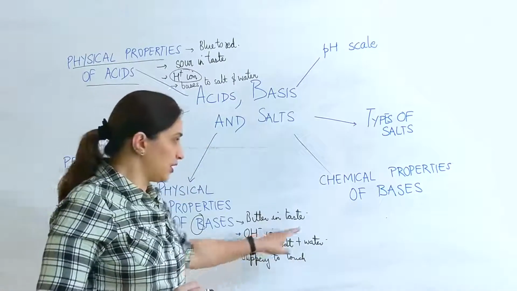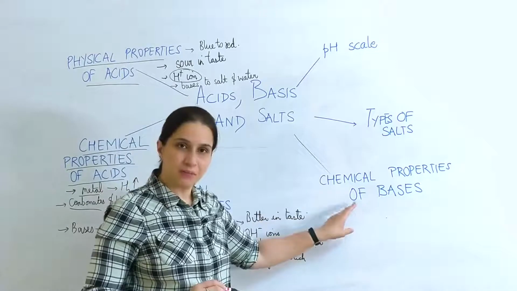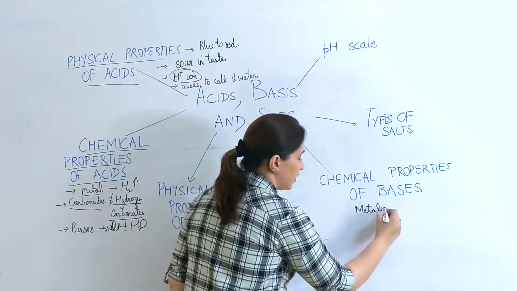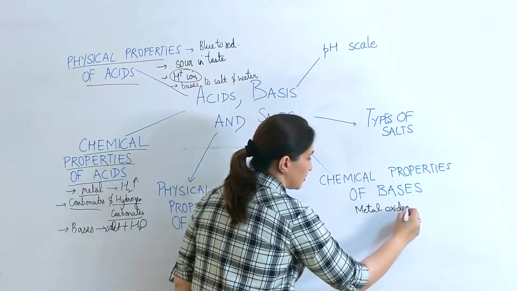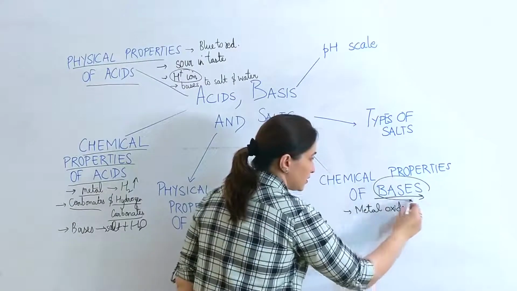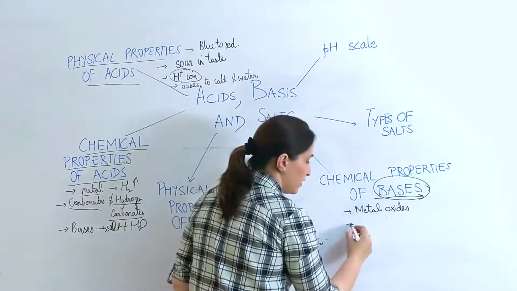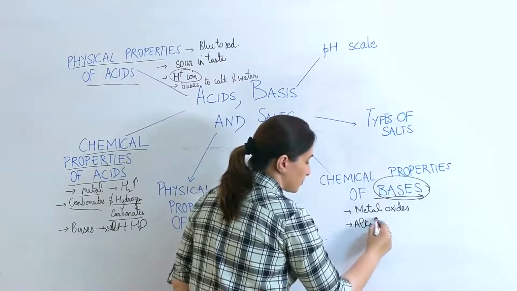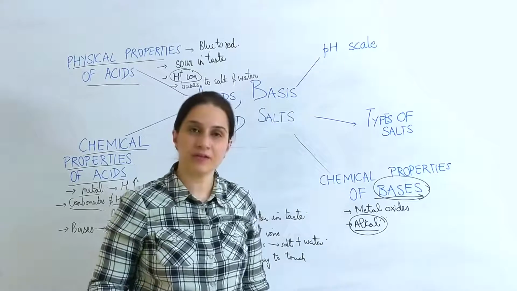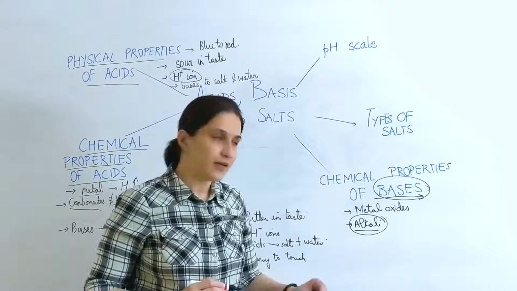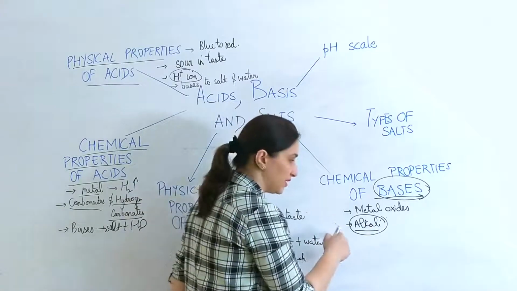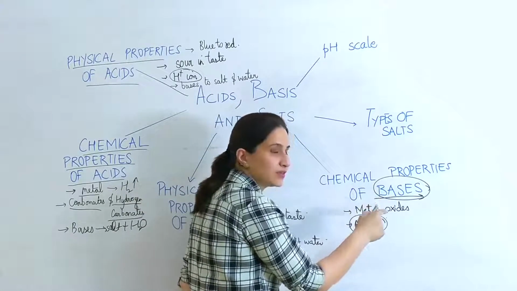Now coming to the chemical properties of bases. Bases can react with metal oxides. This is the first property of bases. Bases react with water to form alkalis. Alkalis have OH negative ions. All bases can react with water to form alkali. So an alkali is formed from a base, but all bases are not considered to be alkalis.